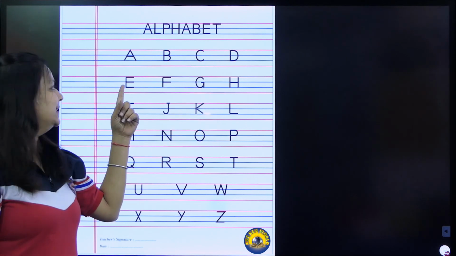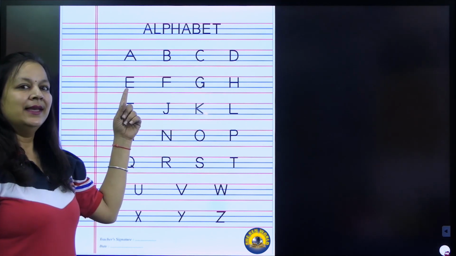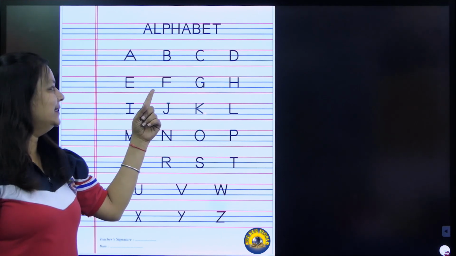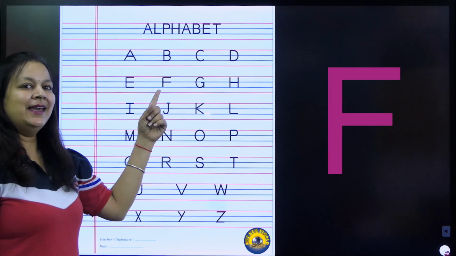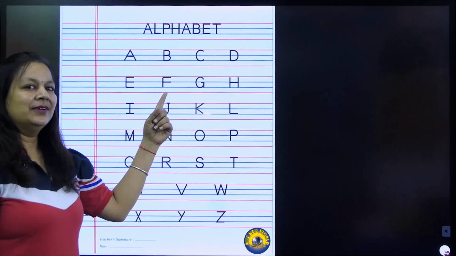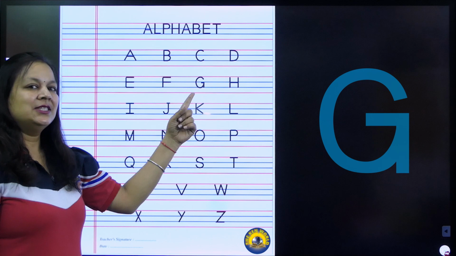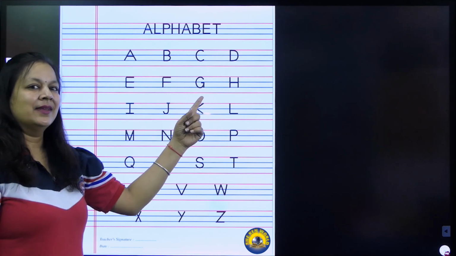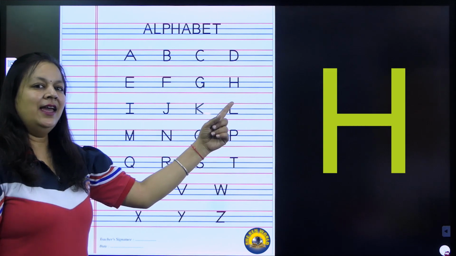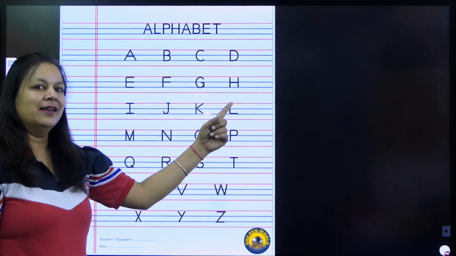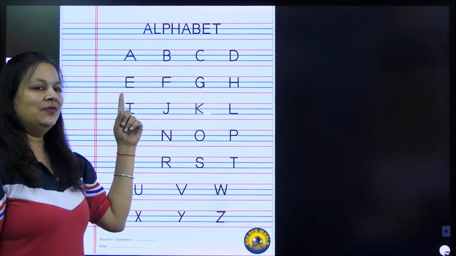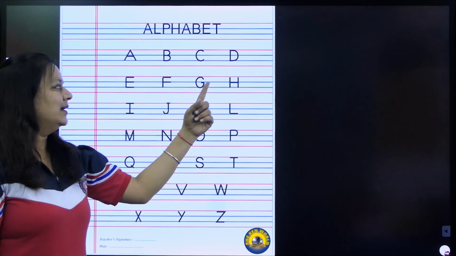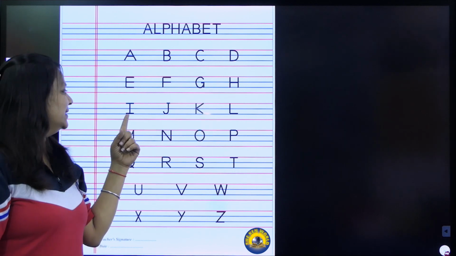The next letter is E. E. After E, it's F. F. The next letter is G. G. After G, it's H. H. Let's revise. E, F, G, H. The next letter is I.